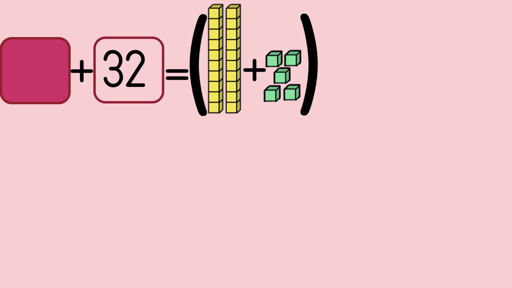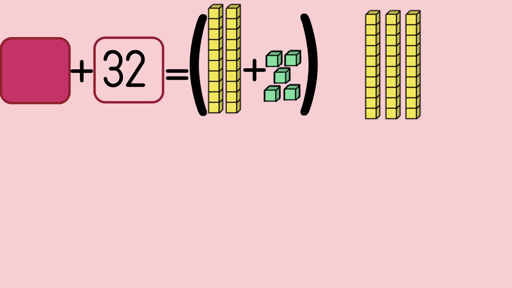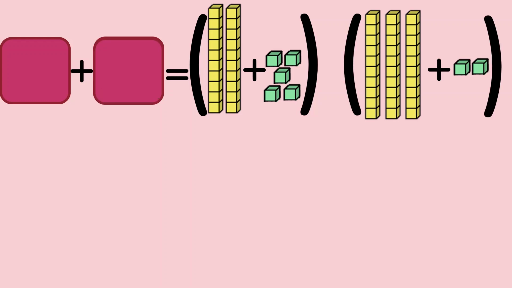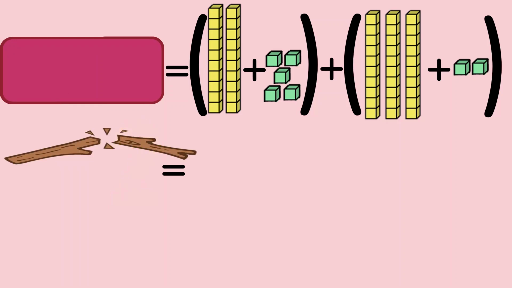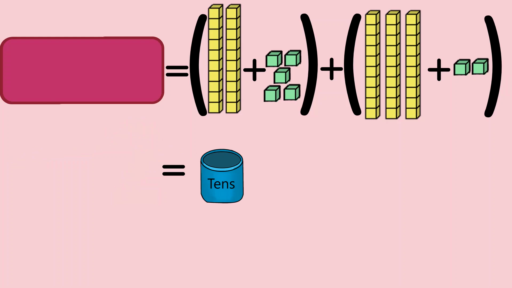Next one, 32. 30 plus 2. Let's cover the number and add brackets. There is one more thing I have to write down. The plus sign. And we are done with step 1. Step 2. We have to now break up the big ones from the small ones and group them separately.